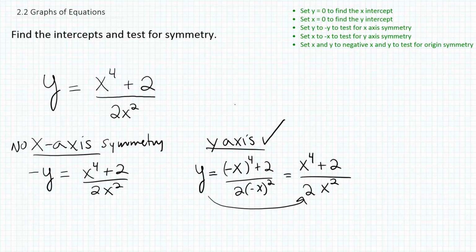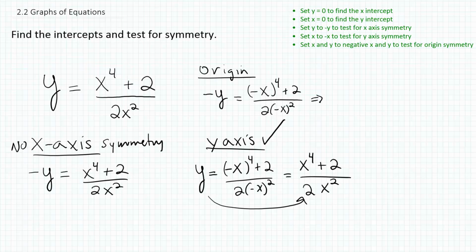Alright, let's test for the last one. The last one is origin symmetry. I'm just going to do it up here. For origin symmetry, we're basically going to set y negative, set x negative, and see if the equation remains the same. I think it's not going to, though, because I don't see how we're going to get rid of the negative on the y, but let's do it anyways just to see what happens.